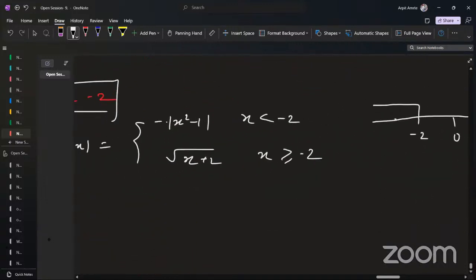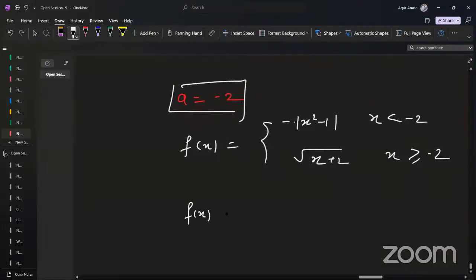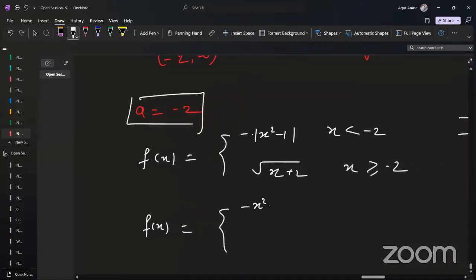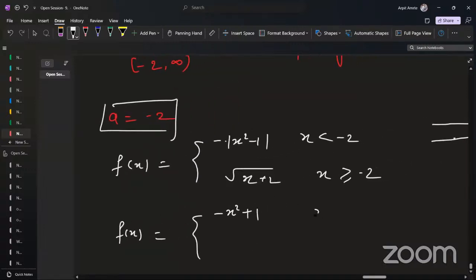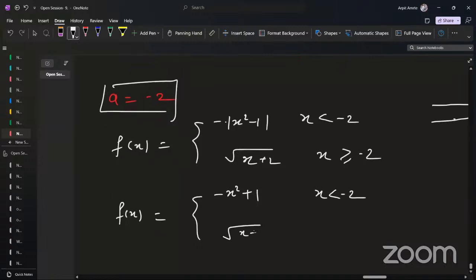So what will it be now? What will be my function f(x)? My new function f(x) will be minus x square plus 1 when x is less than -2, and x plus 2 when x is greater than or equal to -2. Okay.